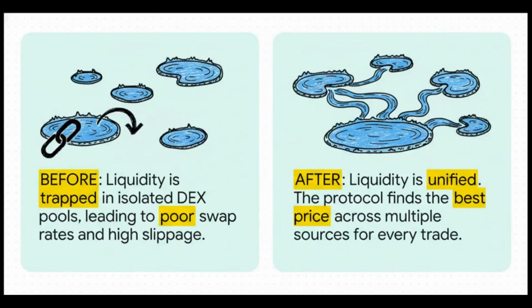And the difference here is, well, it's night and day. Before, all this liquidity was just trapped in its own little silo. As a trader, you were stuck with whatever price was in that one pool, and that usually meant getting a bad rate, or worse, your trade just failing. The after picture? It's a unified system that connects all those pools together.